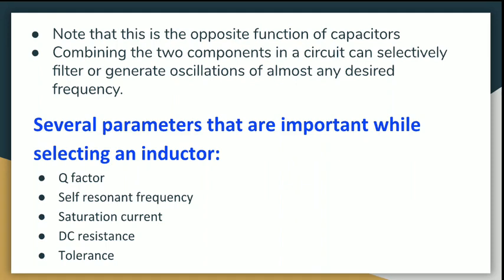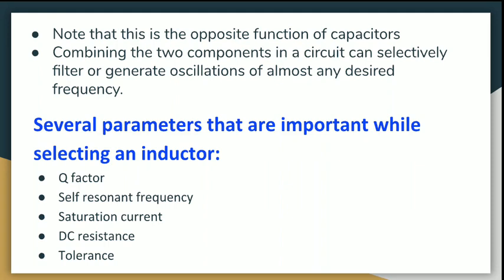Second one is self-resonant frequency, which describes the frequency at which an inductor stops working as an inductor. For RF circuits, self-resonant frequency should be chosen such that it exceeds the operating frequency of the circuit. As the inductance is 0 at the self-resonant frequency, Q factor is 0.